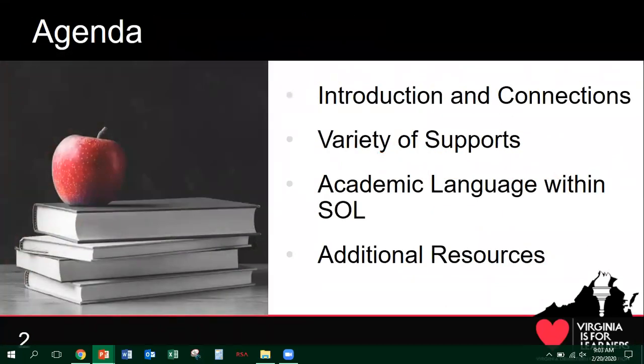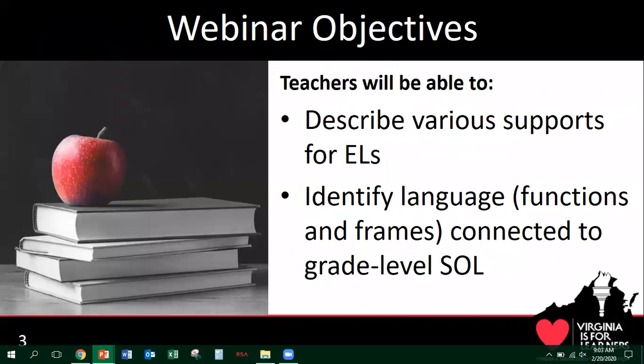So for today, I'm going to just start out with a bit of introduction to the concept of academic language instruction, as well as some connections to the prior English webinars. Then we will dig into a variety of ways that you can support your content or grade level instruction. We will analyze academic language that's found within SOL tasks, and then just look at a couple of additional resources that you can access after the webinar for your continued professional learning or questions.